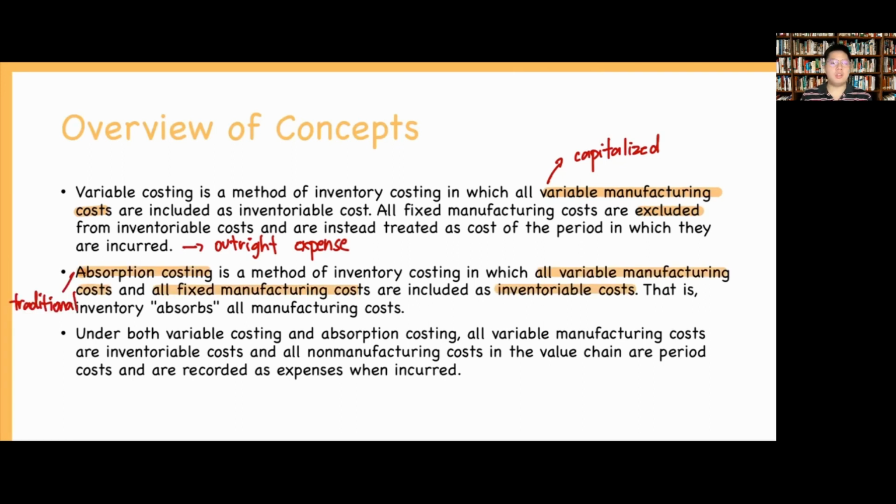In comparison to absorption costing or traditional costing, it is a method of inventory costing in which all variable manufacturing costs and all fixed manufacturing costs are included as inventoriable costs. That means to say that inventory absorbs all manufacturing costs. Under both variable costing and absorption costing, all variable manufacturing costs are inventoriable costs, and all non-manufacturing costs in the value chain are period costs and are to be recorded as an outright expense when incurred.